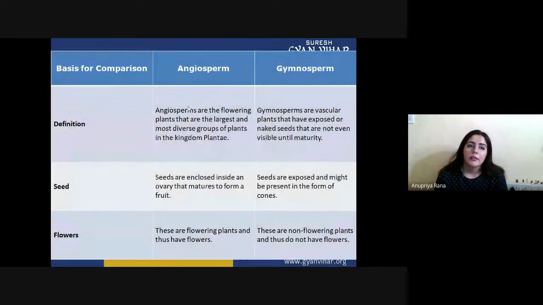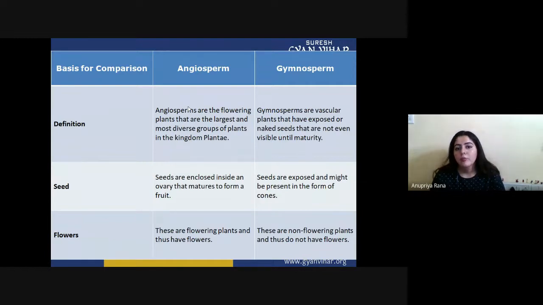Now these are some comparison points. Here we have some basis of comparison on which we are going to see how angiosperm and gymnosperm plants differ from each other. If we talk about the very first point, the definition: angiosperms are the flowering plants that are the largest and most diverse group of plants in the kingdom Plantae.